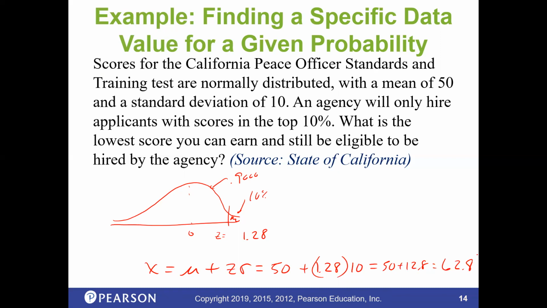I think I heard it, 63, huh? Because they have to be above 62. 62 is not the cutoff. It has to be a little bit above. So the cutoff would have to be, you'd have to score at least a 63.